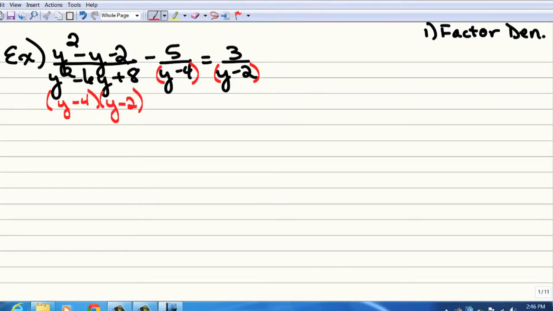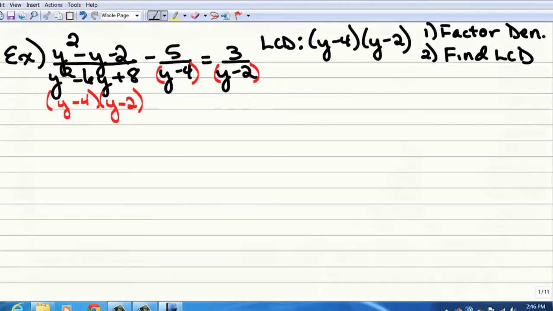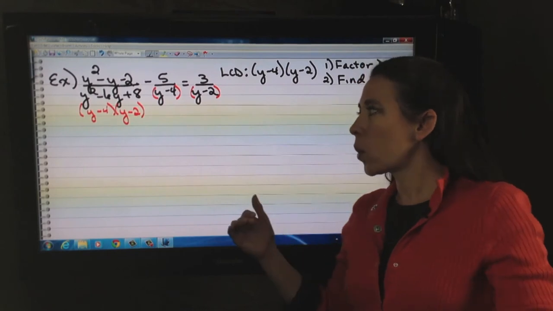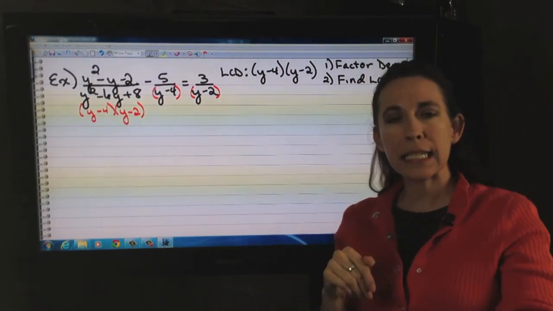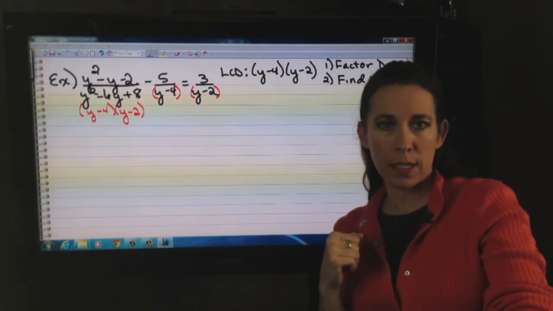Now, what are we going to do with that? That's going to help us find our LCD that we already talked about. So our LCD here is going to be y minus 4, y minus 2. So if our goal is to get the y by itself, we have fractions, we found the LCD, what are we going to do with that LCD?